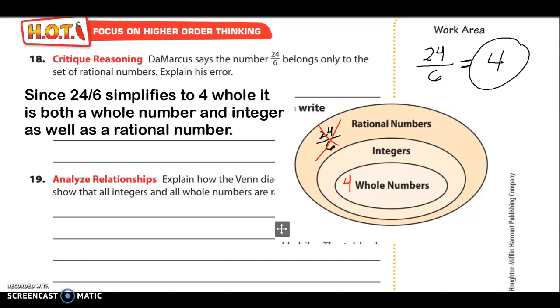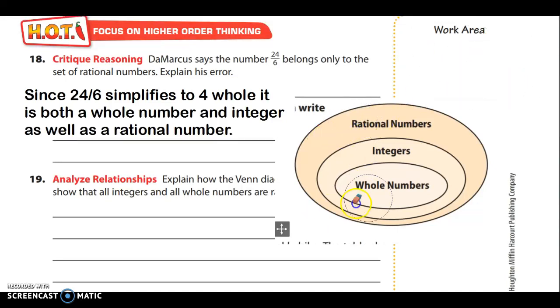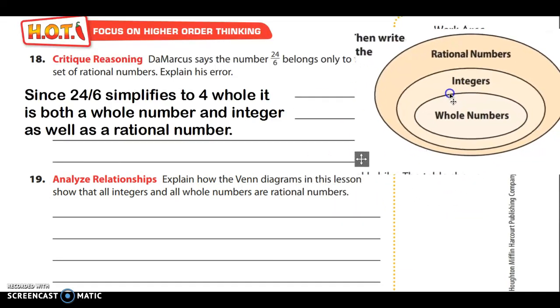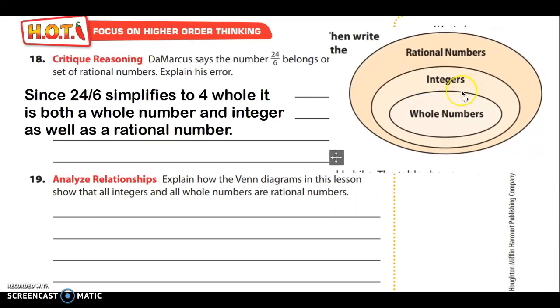Alright, let's check out number 19. And I need to do a little erasing real quick, just to get some stuff out of my way. Here's a Venn diagram right here. Question 19 reads, explain how the Venn diagram in this lesson shows that all integers and all whole numbers are rational numbers.